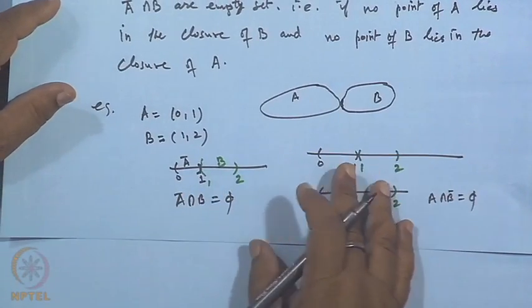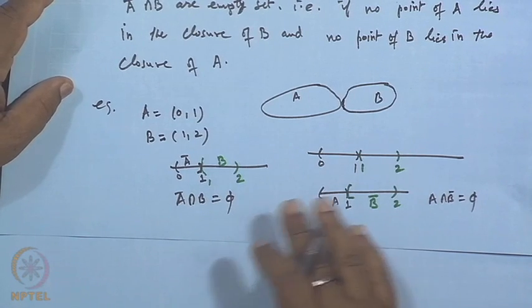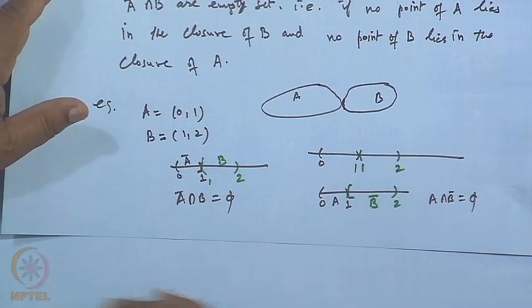Okay. There is a difference between disjoint sets and separated sets. Separated sets of course are disjoint, but disjoint sets may not be separated.